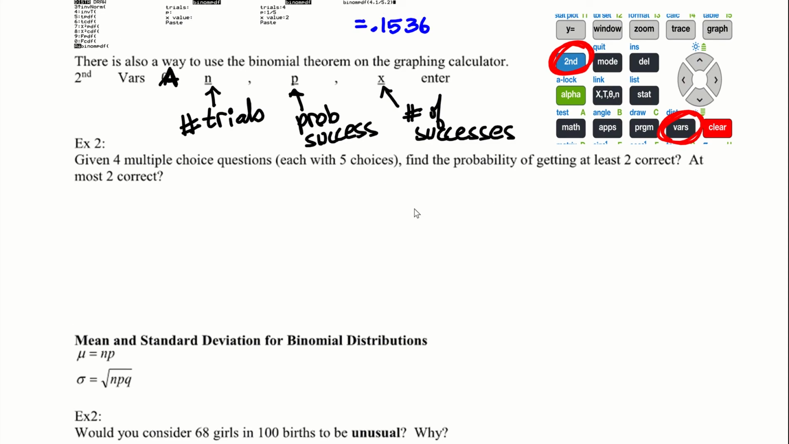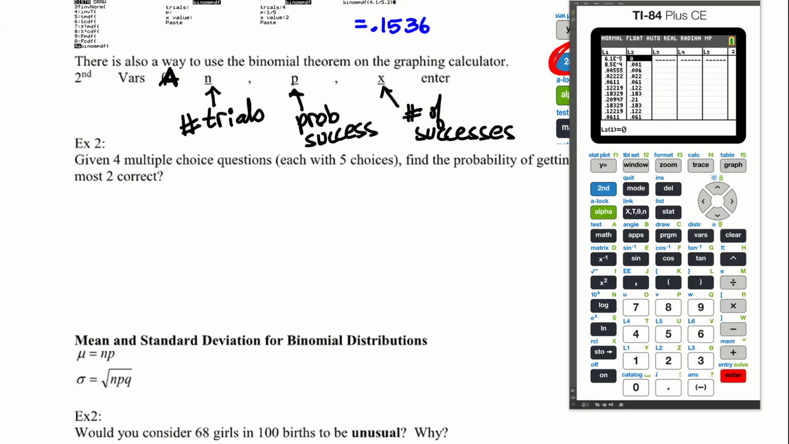All right, so the second example says, given 4 multiple choice questions, each with 5 choices, find the probability of getting at least 2 correct, and then at most 2 correct. So let's use this newfound technique to get this job done. Now I don't have to teach you a different function and risk confusing the daylights out of you. I'm going to clear out all this stuff because it's just going to get in the way. At least is 2 or more, in this case 2. At most is 2 or less.